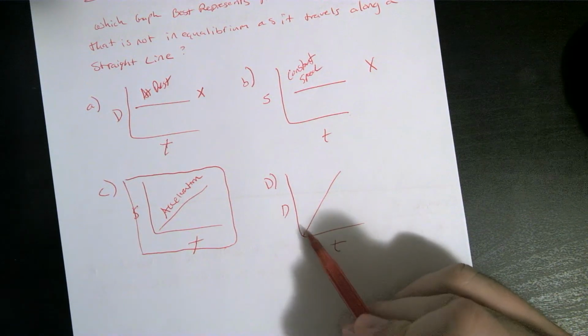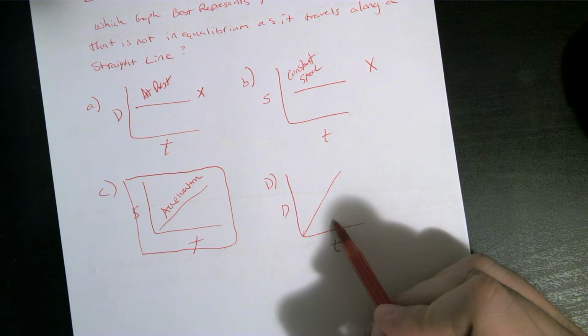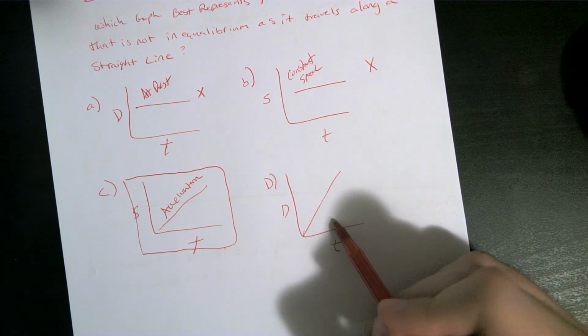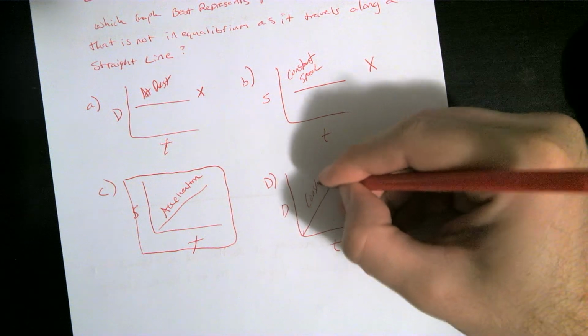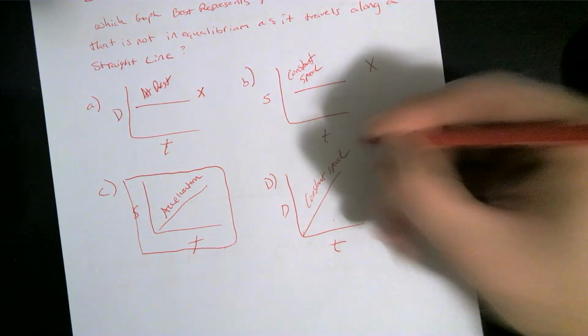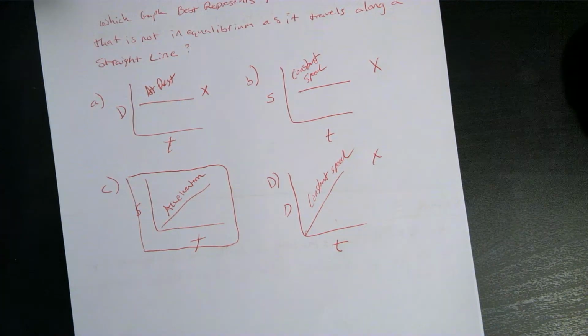D says as time increases, our distance increases at a constant rate. So this is telling me that we're traveling at a constant speed. So we do not want that one. Ladies and gentlemen, it's very important that we are always remembering what we talked about in the previous units because we're always going to be connecting it to the next topic. This was motion graphs, and now we're applying it to talk about forces.